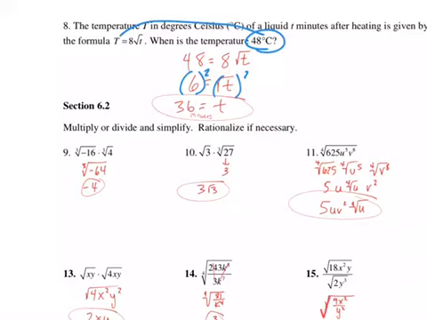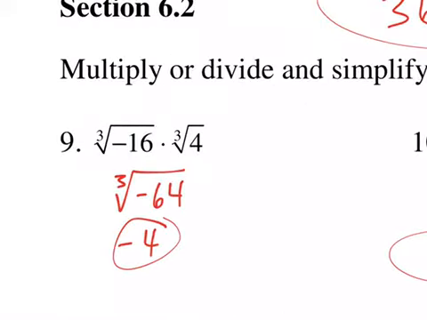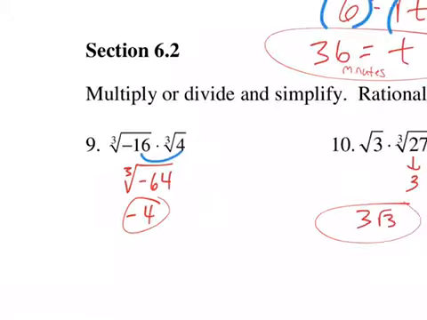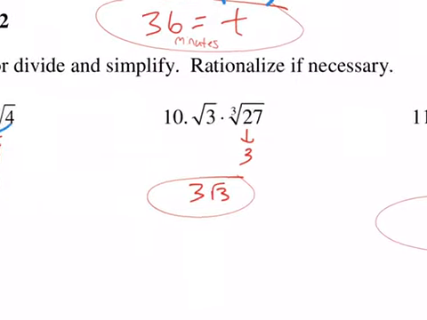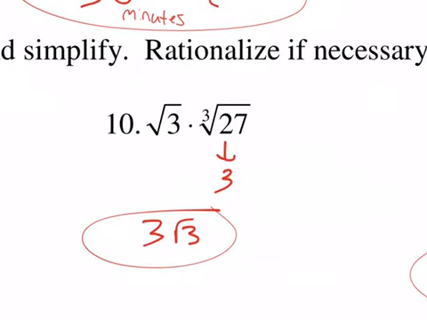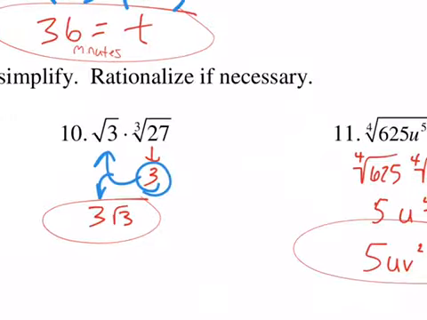Alright, multiply, divide, and simplify. Rationalize if necessary. Key concept, multiplying with the same indexes. You can multiply those radicands together and then simplify. This one here, although they don't have the same indexes, so I can't multiply the radicands, it is simplifiable because the cube root of 27 is a 3. 3 times the square root of 3 takes us here.